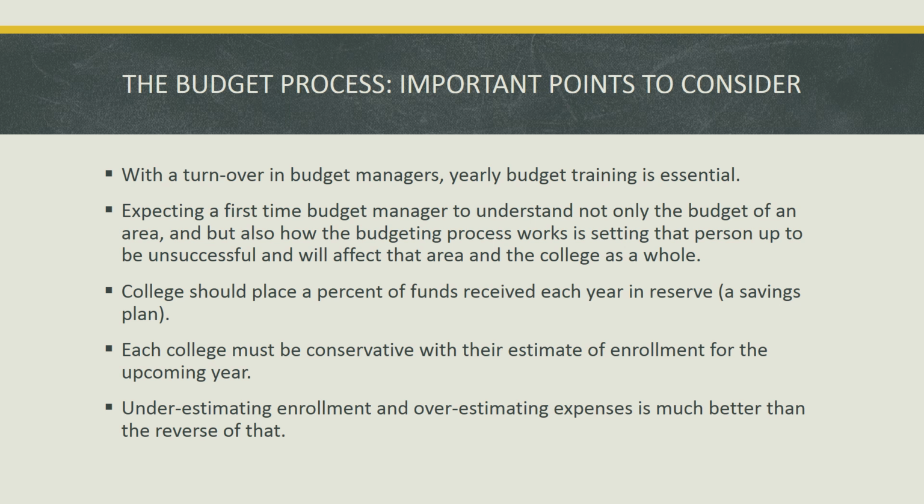The college should place a percent of funds received each year in a reserve. It's more like a savings plan, and that's crucial. That should come off the top. That shouldn't be the last thing that you do. That should probably be the first thing that you do in that budget cycle. Each college must be conservative with their estimate of enrollment for the upcoming year. And my final thought is underestimating enrollment and overestimating expenses is much better than the reverse of that.